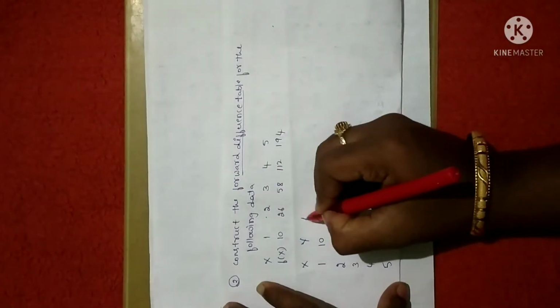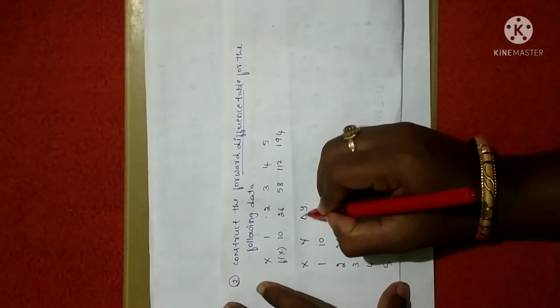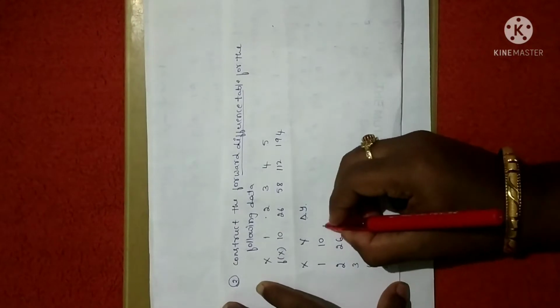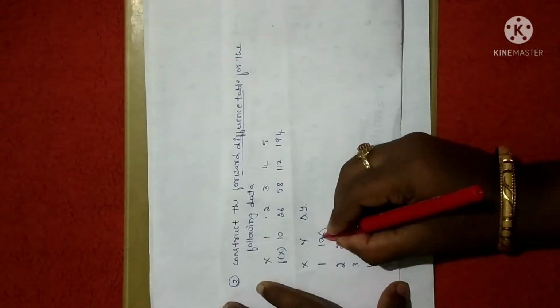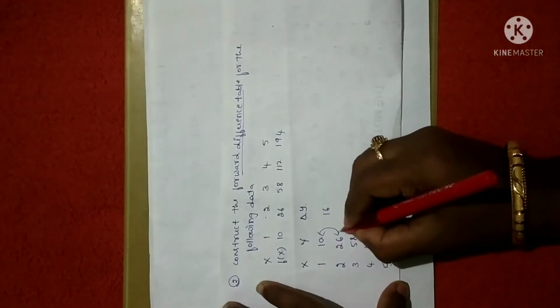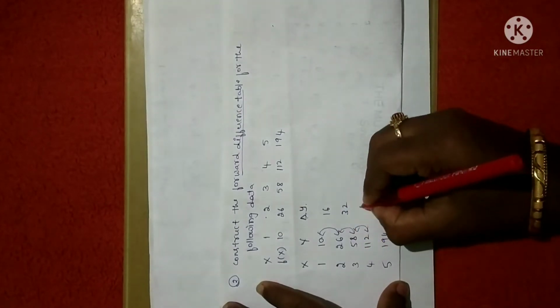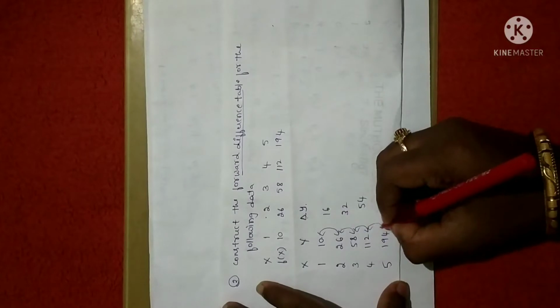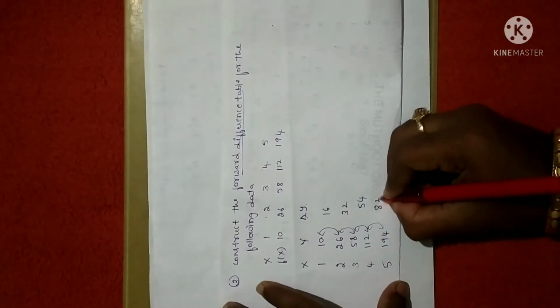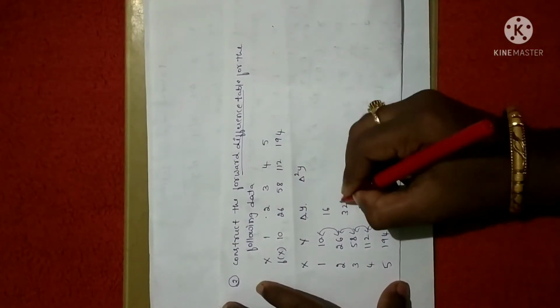The first forward difference is represented by delta y. It is a very important representation. 26 minus 10 will be 16. 58 minus 26 is 32. 112 minus 58 is 54. 194 minus 112 is 82.